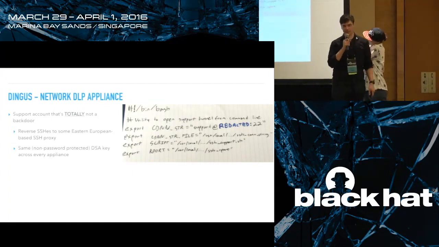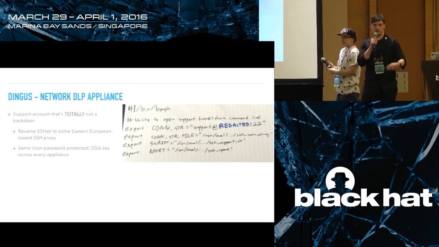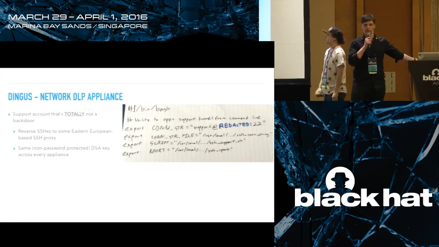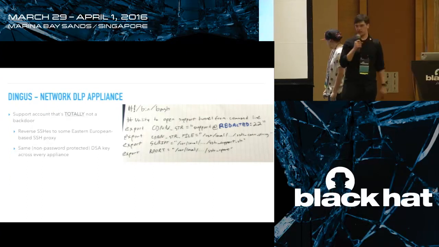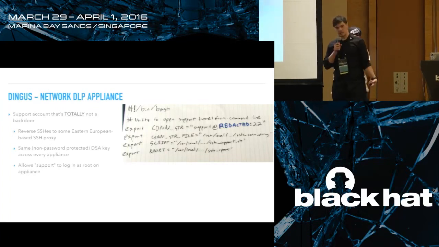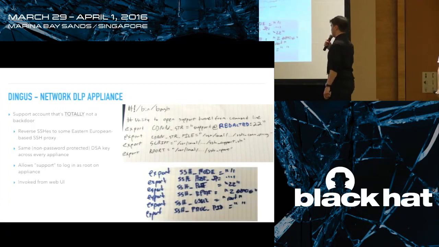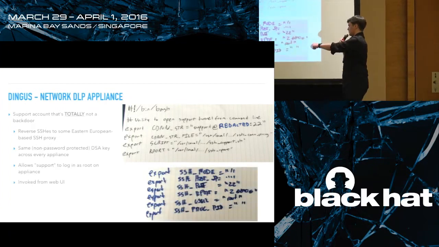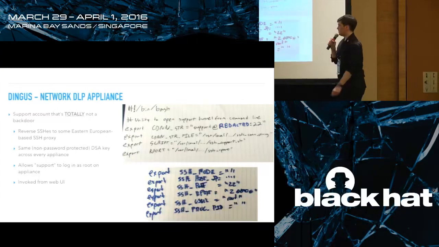Hypothetically, they have the same DSA key. You heard me, DSA key, on all their virtual appliances out of the box, which means you download another copy of their hypothetical virtual appliance, and you have the same DSA key that they have, that the next person has. It basically allows support to log in as root on the appliance from that jump host. It's invoked from the web interface. There's another snippet where it then listens on port 20,000 TCP.